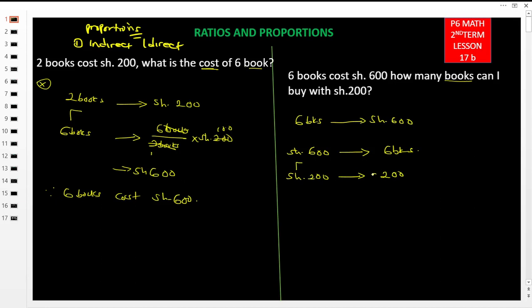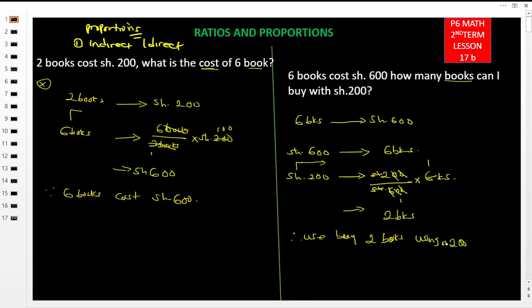So we start from down, 200 shillings over what is up here, 600 shillings times what is in the sides here. We are having 6 books. So a 0 with a 0, a 0 with a 0, then by 6 1 by 6 1, shillings with the shillings. So here we are having 2 times 1 book, then we get 2 books, meaning that you can buy, therefore you just buy 2 books.